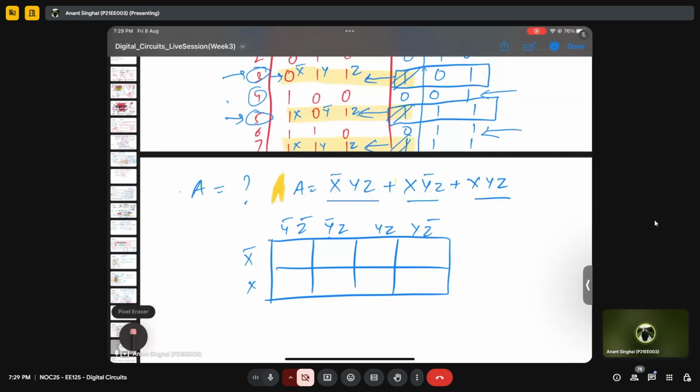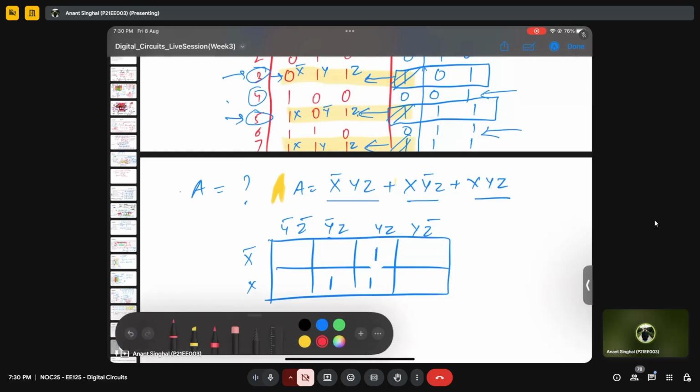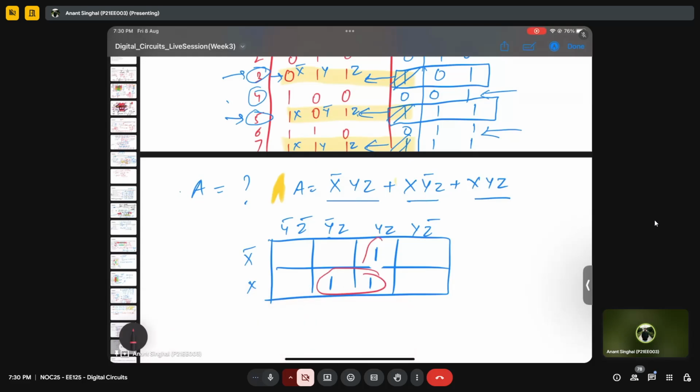The first term is x bar y z, that would give me this as 1. The second term is x y bar z, that would give me this as 1. And the last term is x y z, that would give me this as 1. So the only two pairs that I can form are this and this.